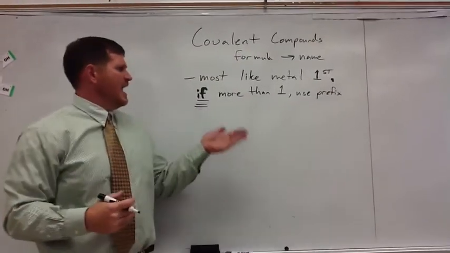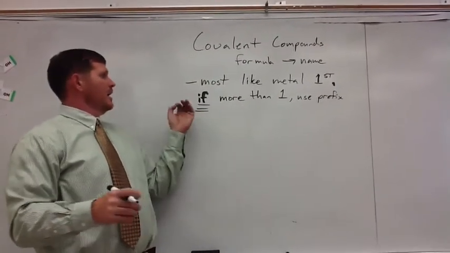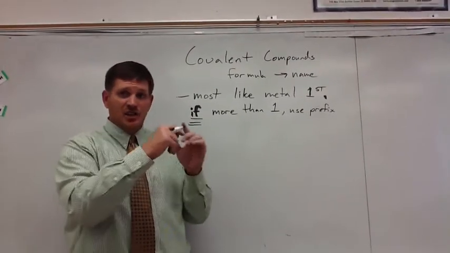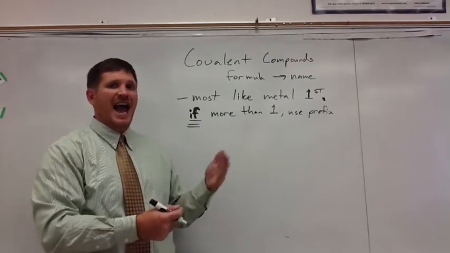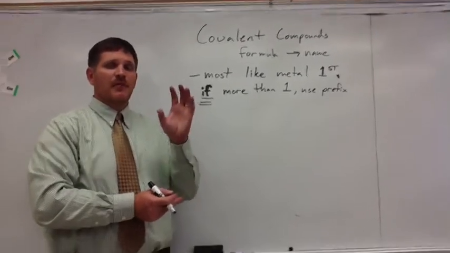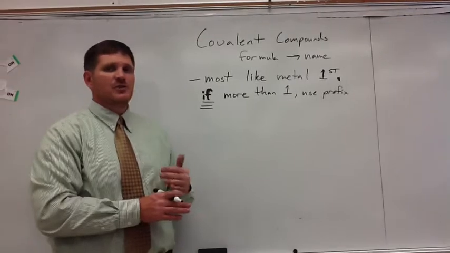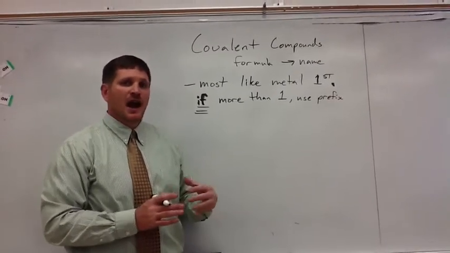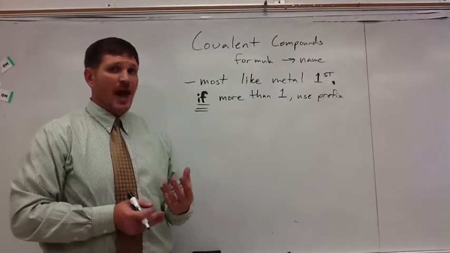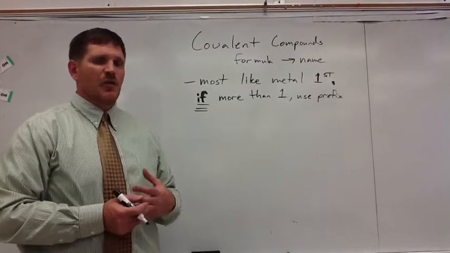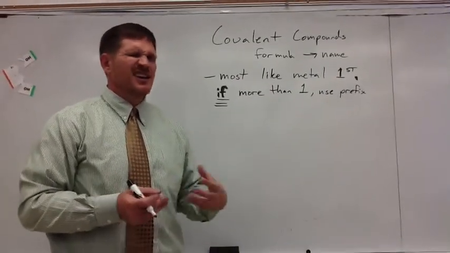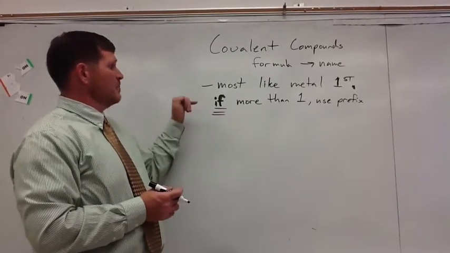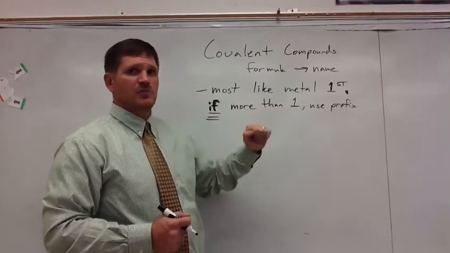So what do I mean by that? If more than one. If I have the first element having actually a number behind it that's bigger than 1, I have to use a prefix. If the number up front is just 1, I don't need to use a prefix. So our examples before, we had carbon monoxide. I only had 1 carbon. Since I only had 1 carbon, I didn't need to use a prefix. I wouldn't say monocarbon monoxide. That would just be weird. So if I only have 1, I don't need a prefix. But if more than 1, use prefix.